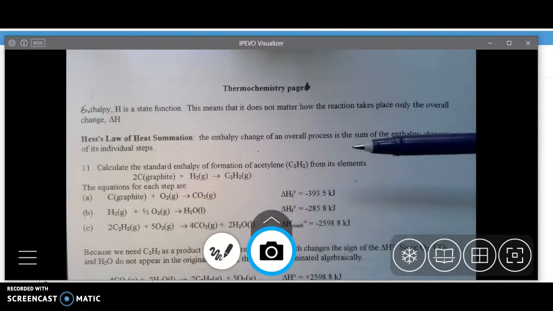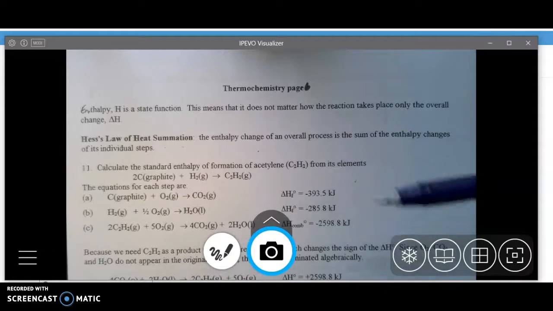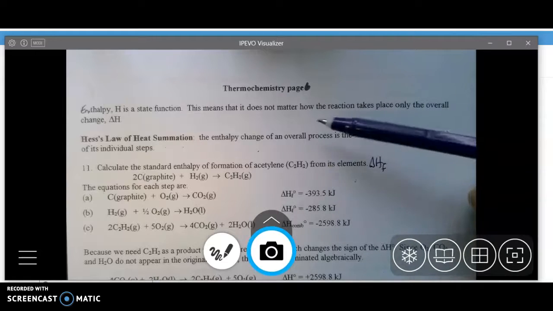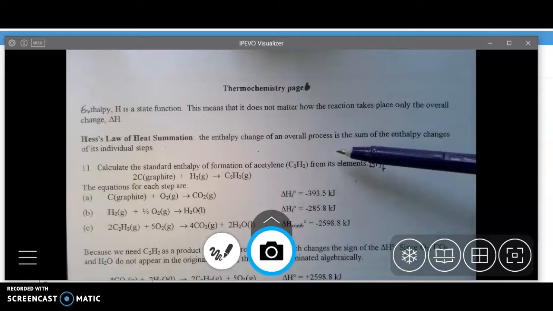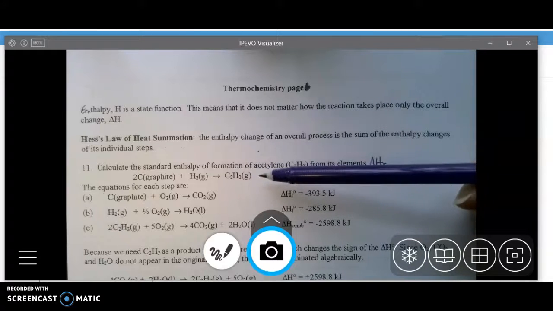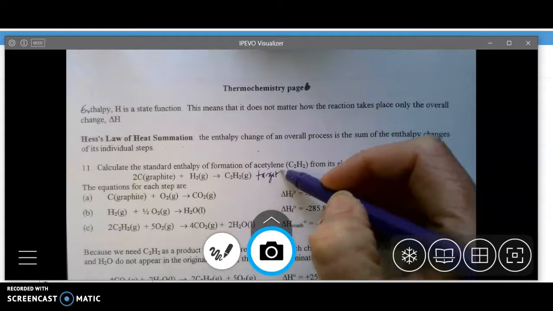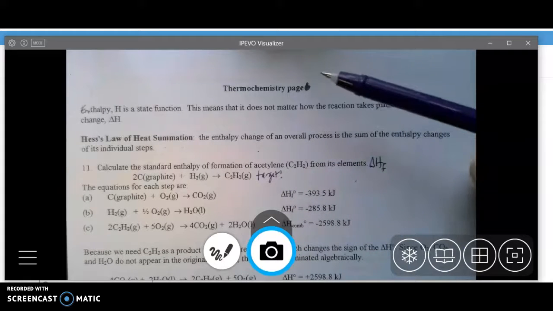So we are going to be looking at calculating the standard enthalpy of formation, or the delta HF value, for acetylene, C2H2, from its elements. So first thing you kind of have to know is this is your target. So when we're done, this is what we need to end up with.